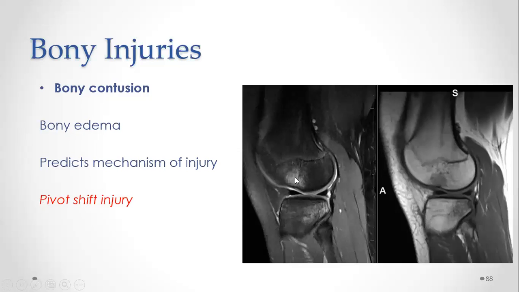Another pattern of bony contusion is the pivot shift pattern bony contusion, when we see bony contusion of the anterior articular aspect of the lateral femoral condyle and the posterior aspect of the lateral tibial plateau. Then by recognizing this pattern of injury, we know this patient suffered a pivot shift mechanism of injury.